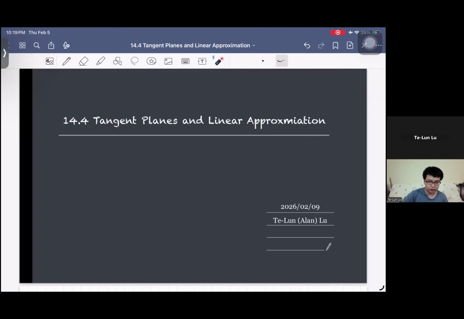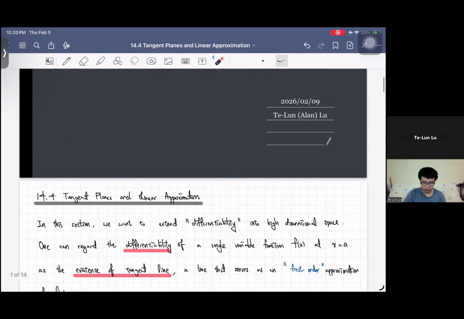This video, we're going to introduce 14.4, the tangent planes and linear approximations. Previously we have already defined the domain and continuity for a multi-variable function. And in 14.3, we introduced the partial differentiations, which characterize how a function moves along the x direction and y direction. And today we're going to characterize the differentiability.